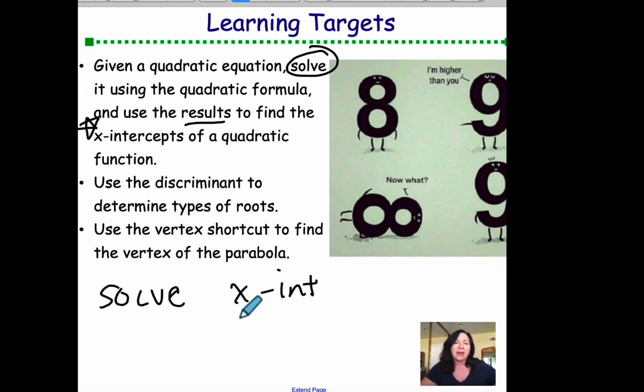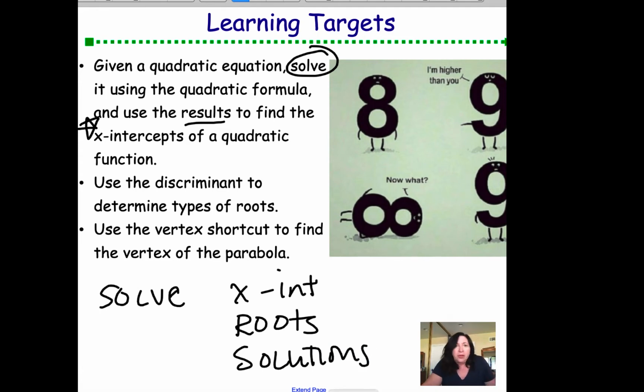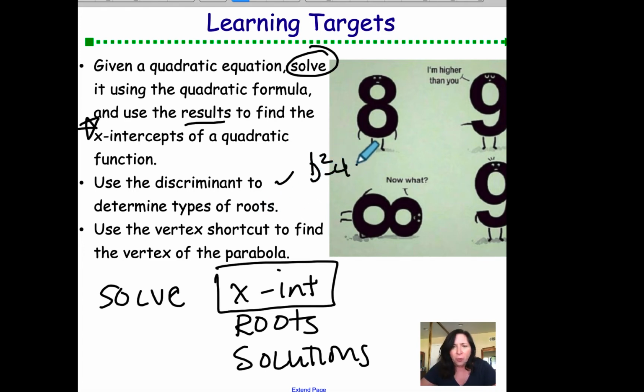Another name for solve is to find the x-intercepts, find the roots, or find the solutions. All of these are equally congruent words, basically saying to do the same thing: solve and find the x-intercepts, or where my graph is crossing the x-axis. I'm also going to be using the discriminant, which is b squared minus 4ac.